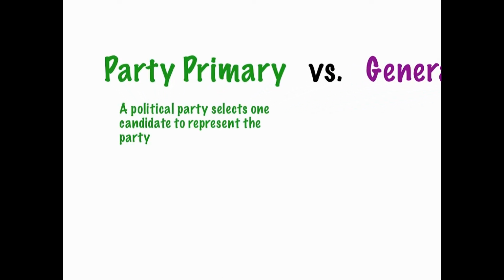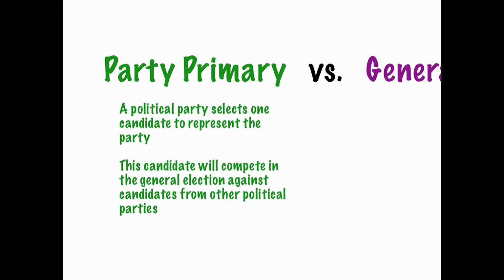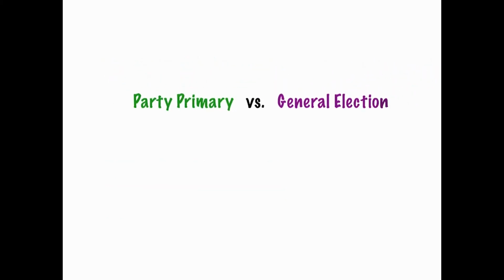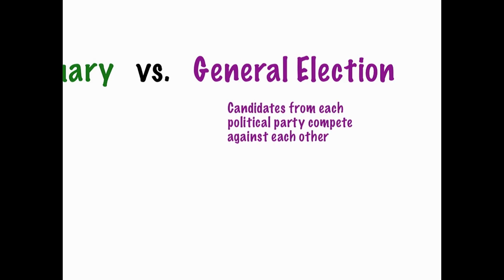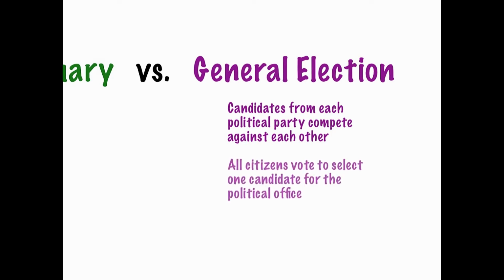In a primary, a political party selects one candidate to represent the party. This candidate will compete in the general election against candidates from other political parties. The general election happens after the primary process. In a general election, candidates from each political party compete against each other, and all citizens vote in the general election to select one candidate for the political office.